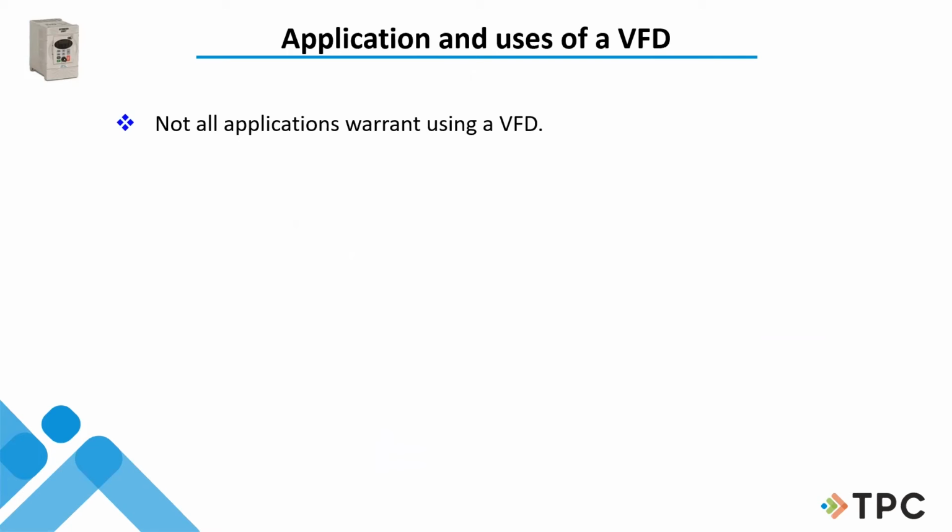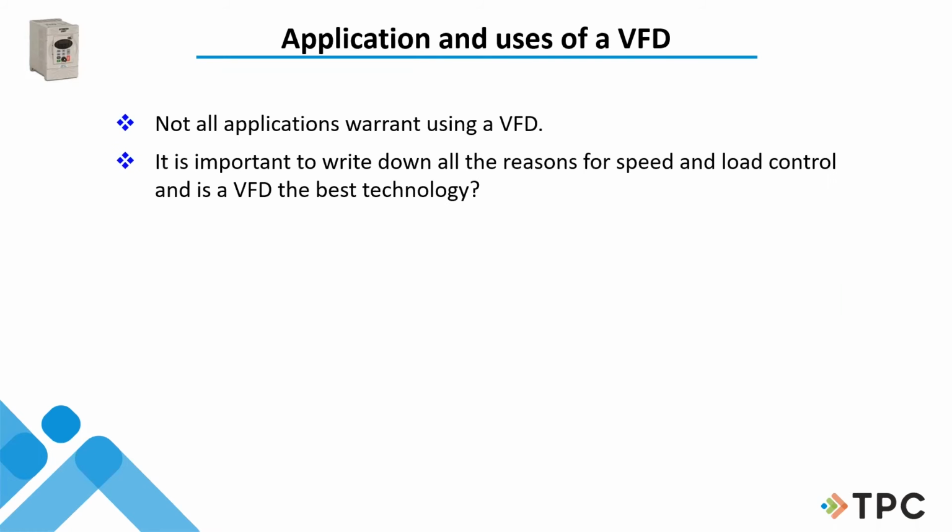Not all applications warrant using a drive. So it's back to doing your homework and trying to find out why I want to control the speed with a VFD. So write down those reasons. Why are we speeding up? Why are we slowing it down? Is there another technology that can do it that doesn't require a drive?